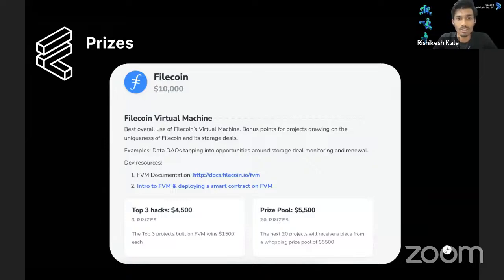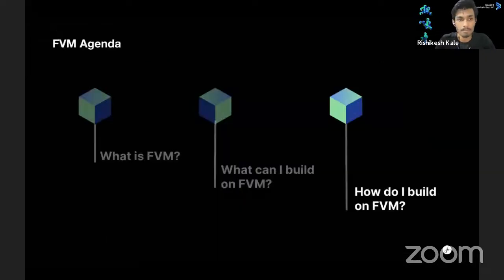So Filecoin would be rewarding a total bounty of 10,000 USD, wherein 4,500 USD would be distributed to the top 3 best use cases of Filecoin Virtual Machine, which means 1,500 per team, and we have a pool prize of 5,500 USD, which would be distributed among 20 excellent projects which would be built on FVM.